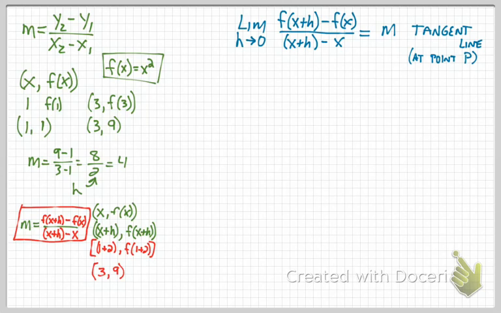Okay, so we're going to take our limit as h approaches 0 for x plus h. Remember, we're talking about this function as our x squared function. So instead of f of x, we're going to use x squared, just like we have over here. So we're just replacing that. And then we have in our denominator, x plus h minus x. And this is going to give us our slope.